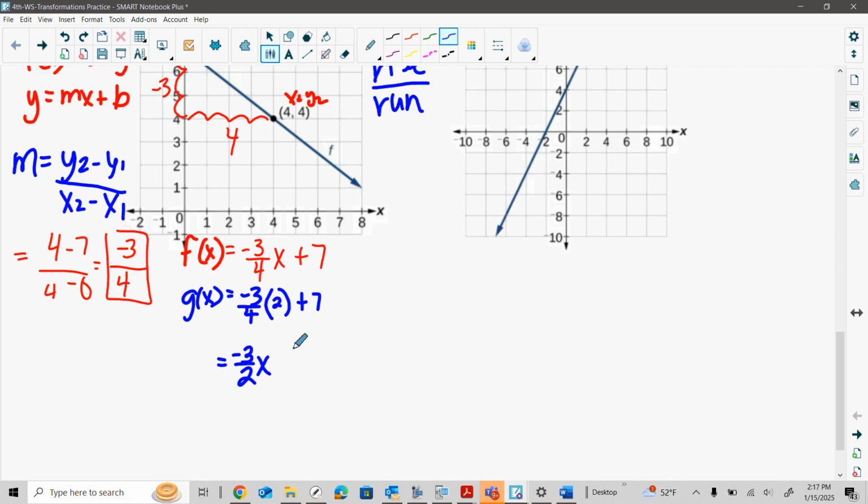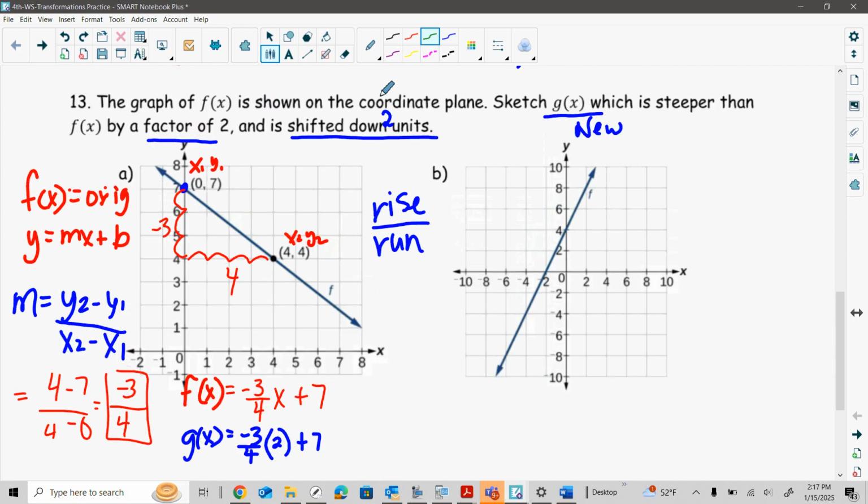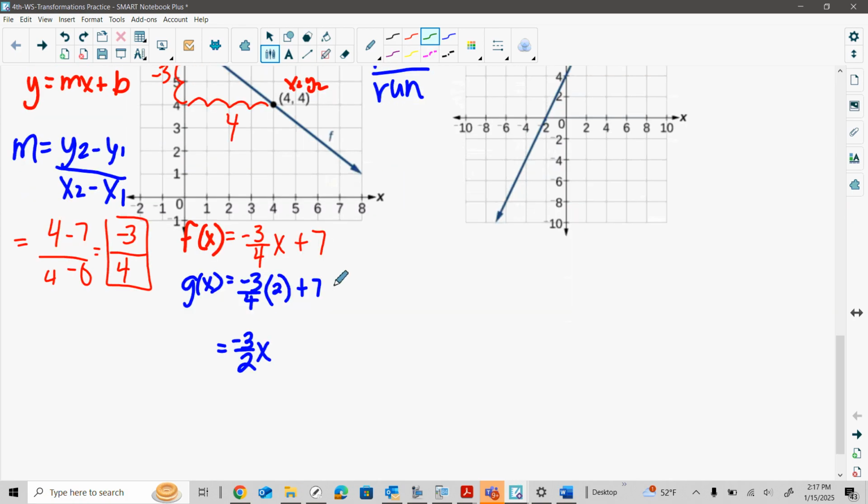And then, because we want a shift, where was it? Shift up or down? Shift down. So the shift down is minus 2. So when I simplify this, this becomes plus 5. So this is our new function.